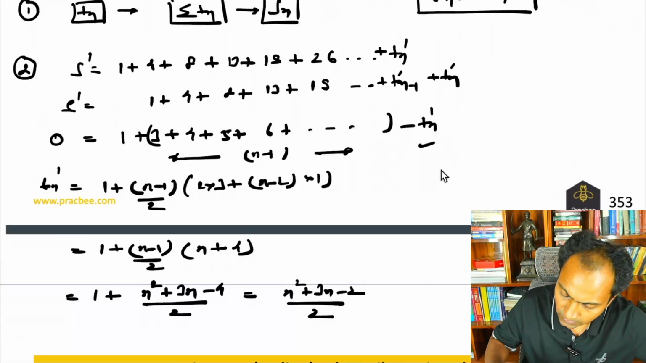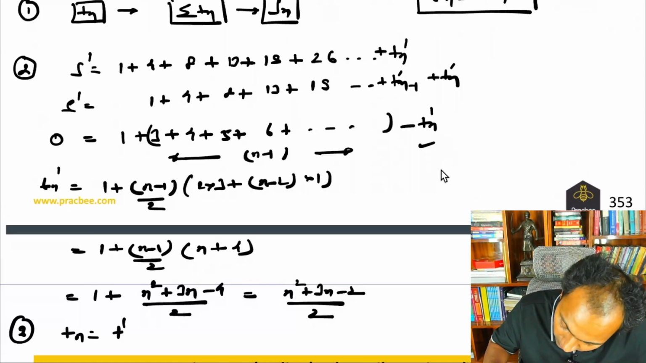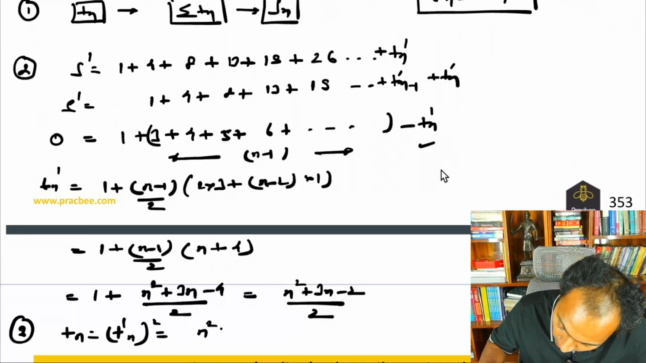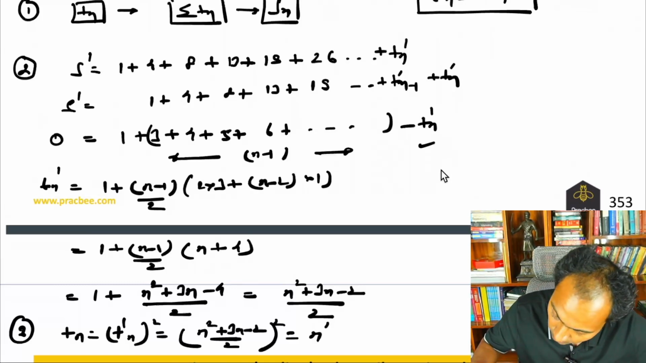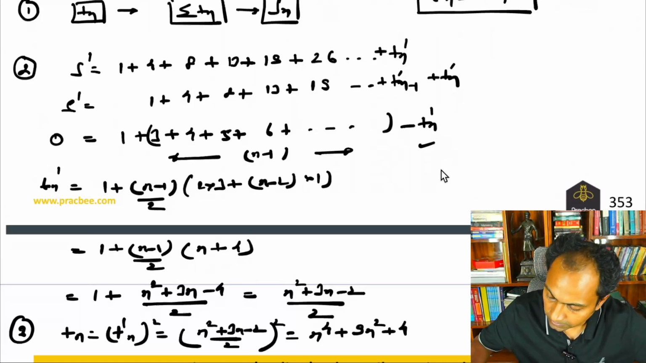So now, in the third part, if I want to get the value of Tn, it is nothing but the square of T dash n. So this comes out to be ((n square plus 3n minus 2) by 2) whole square. This becomes n raised to the power 4 plus 9n square plus 4. This is what we can write.